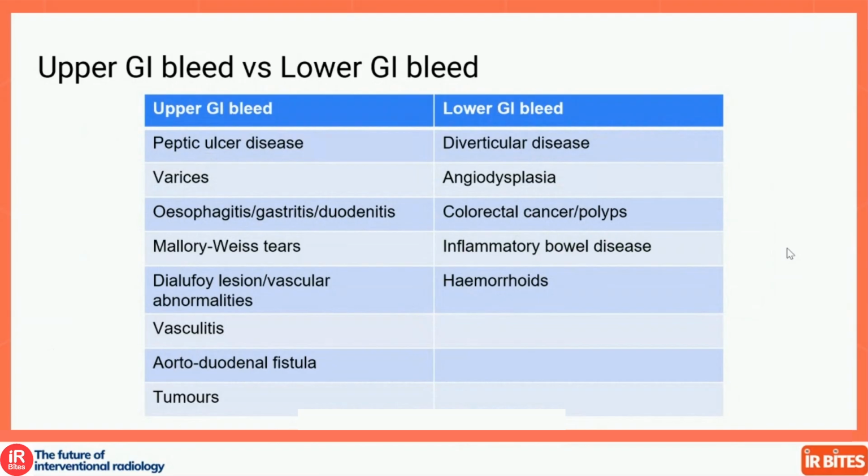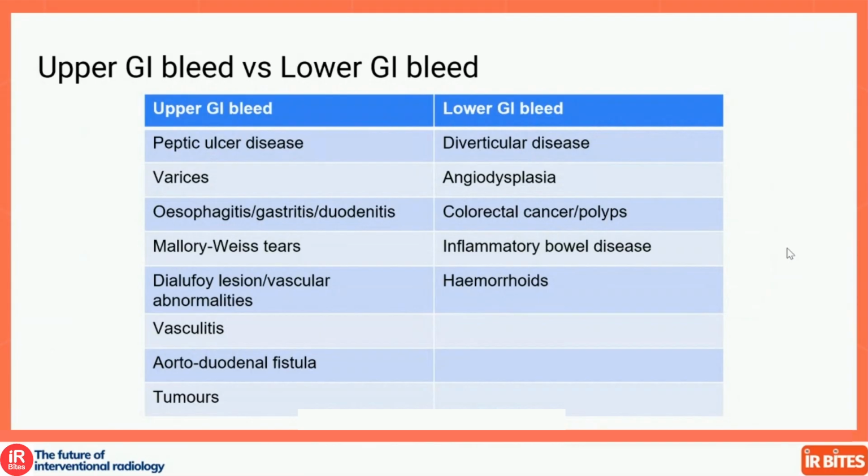So for upper GI bleeds, we've got peptic ulcer disease, varices, mucosal inflammation, Mallory-Weiss tears, things like vascular abnormalities and malformations, like a Dieulafoy lesion, vasculitis, aortoduodenal fistula, which is a pretty catastrophic thing, where quite literally there is an abnormal connection between the aorta and the duodenum. And you can have tumours and things as well.